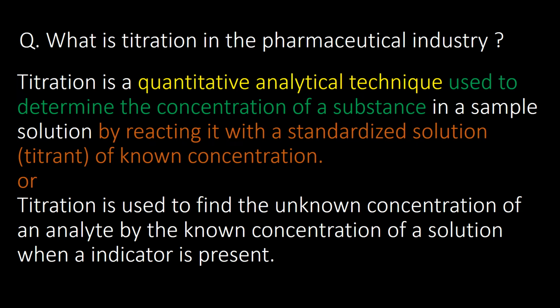Welcome. First, very basic question is what is titration in the pharmaceutical industry? Answer is titration is a quantitative analytical technique used to determine the concentration of a substance in a sample solution by reacting it with a standardized solution, that is titrant, of a known concentration. Or in other words, titration is used to find the unknown concentration of an analyte by the known concentration of a solution when an indicator is present.